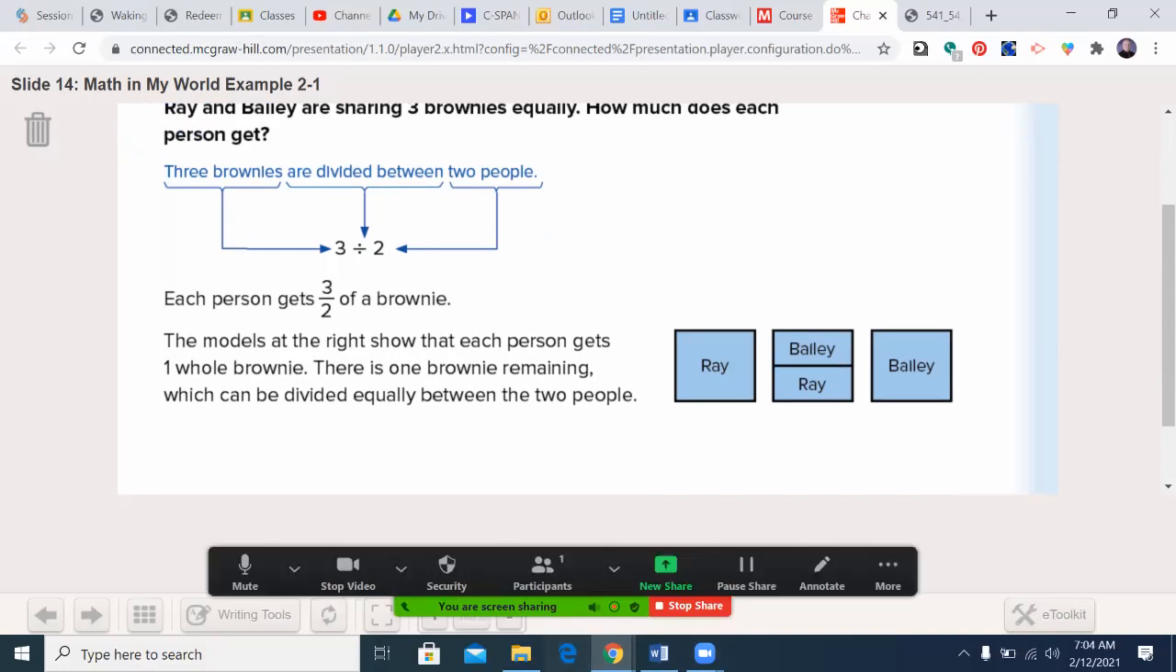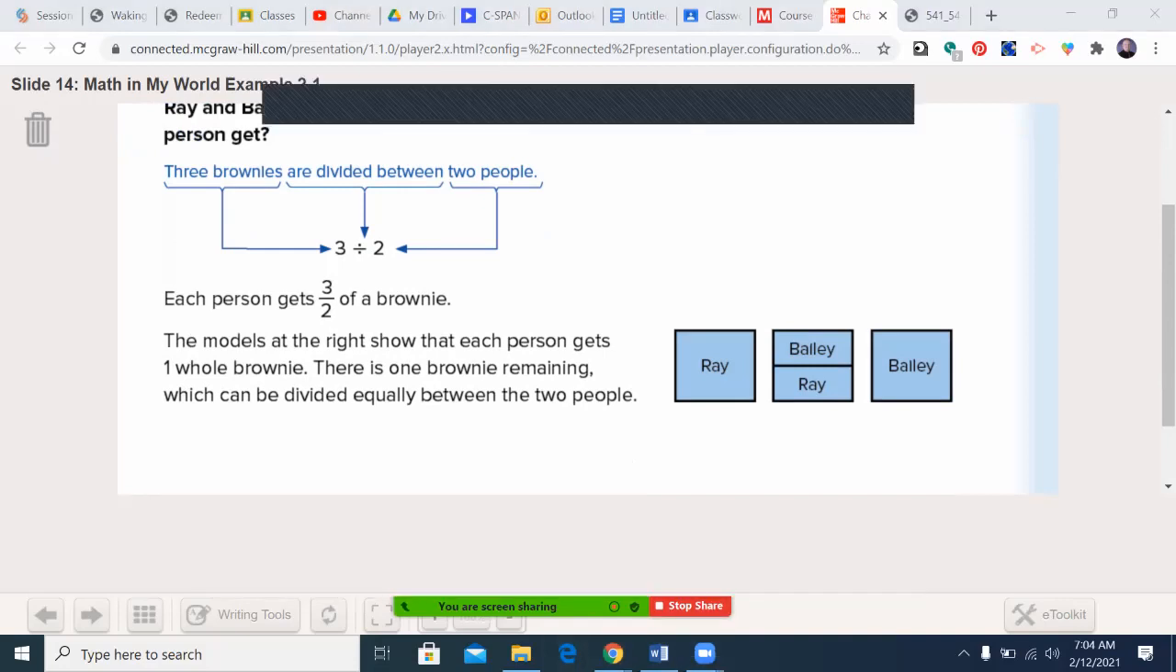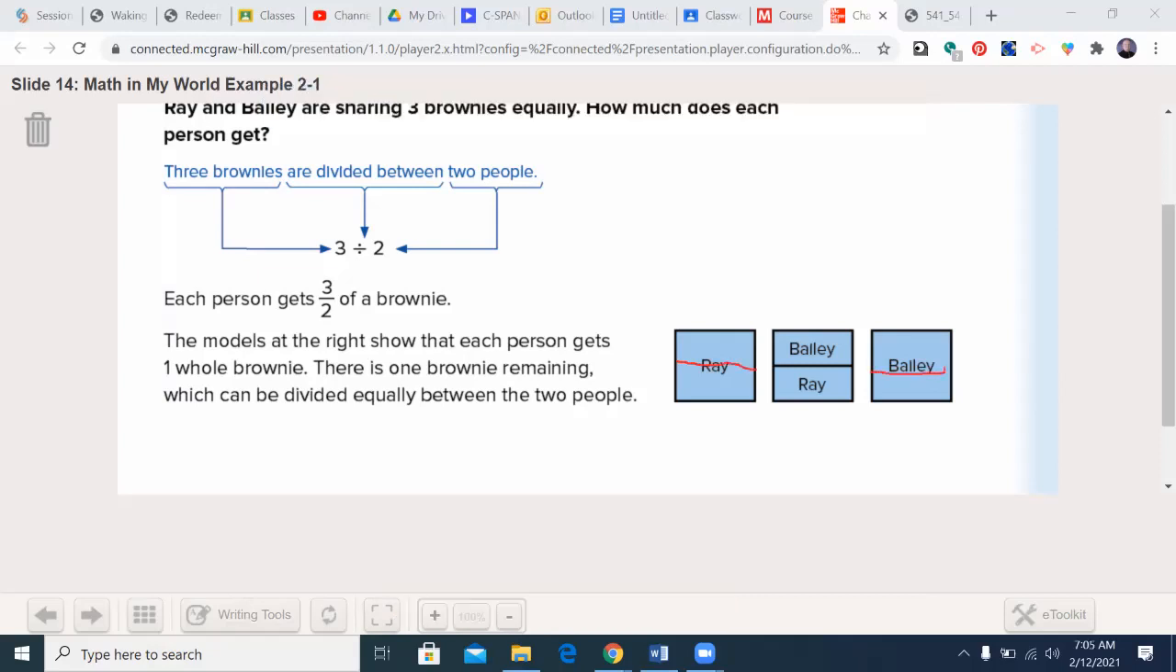But if we're writing this into something a little more manageable, we need to have common denominators, the number at the bottom. So we're going to split it all into 2. Each brownie technically is divided into 2 parts. That's your denominator, parts in a whole. And then Ray had 1, 2, 3 pieces. There's your 3. And Bailey had 1, 2, 3 pieces, the other 3. So as it turns out, they had 3 halves of a brownie.